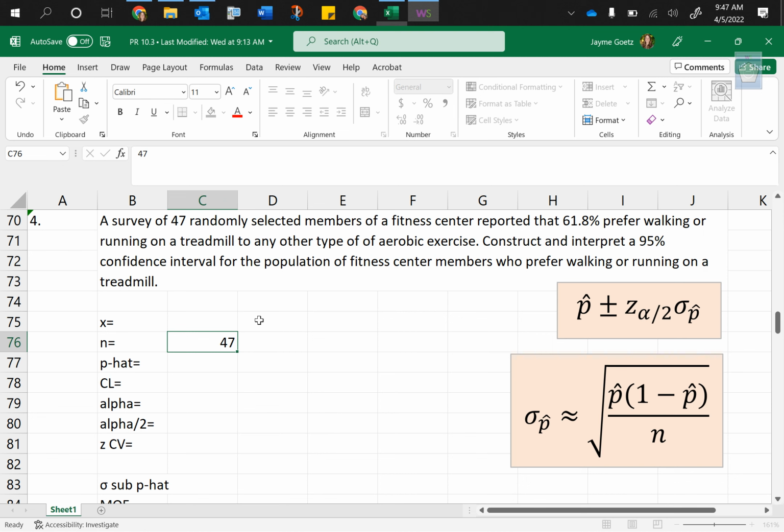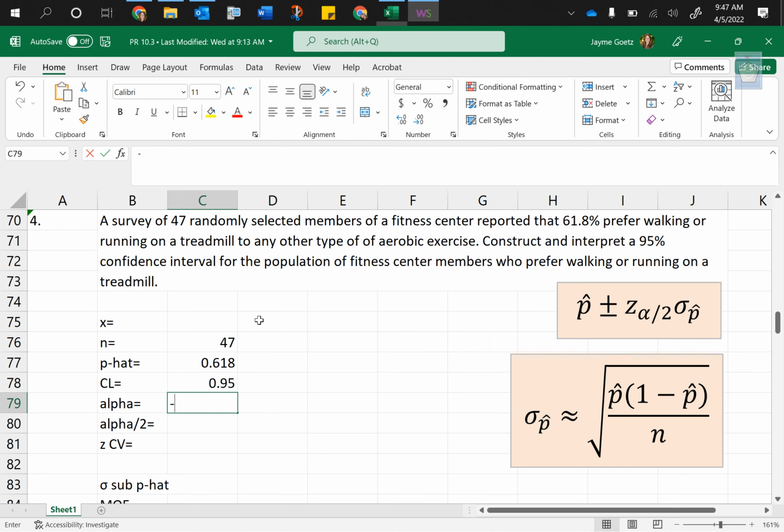What's my p hat value? 0.618. We only use that x value to find the p hat. So if they give you the p hat, you don't need to find x. Does that make sense? Now we do need n because we need that for our sigma sub p hat, but you don't need x. Now what's my confidence level here?